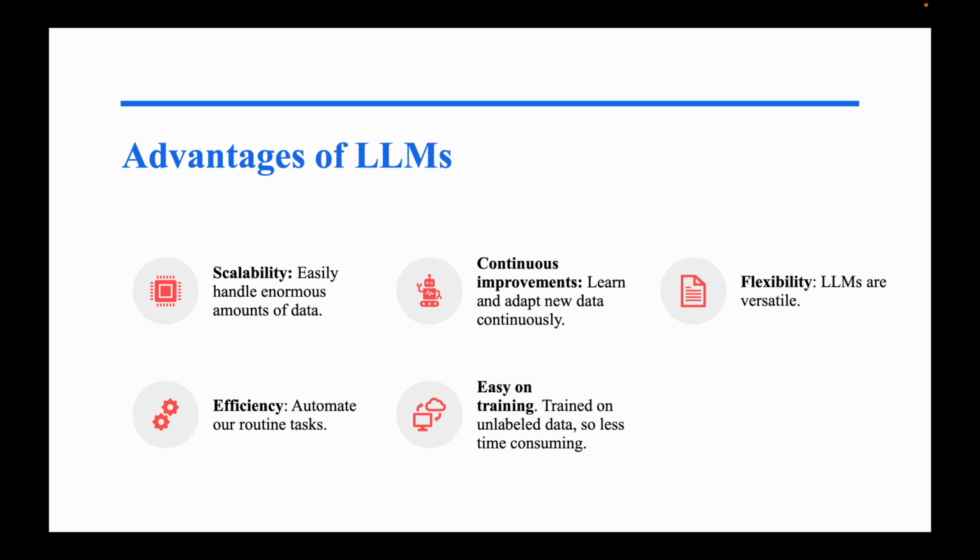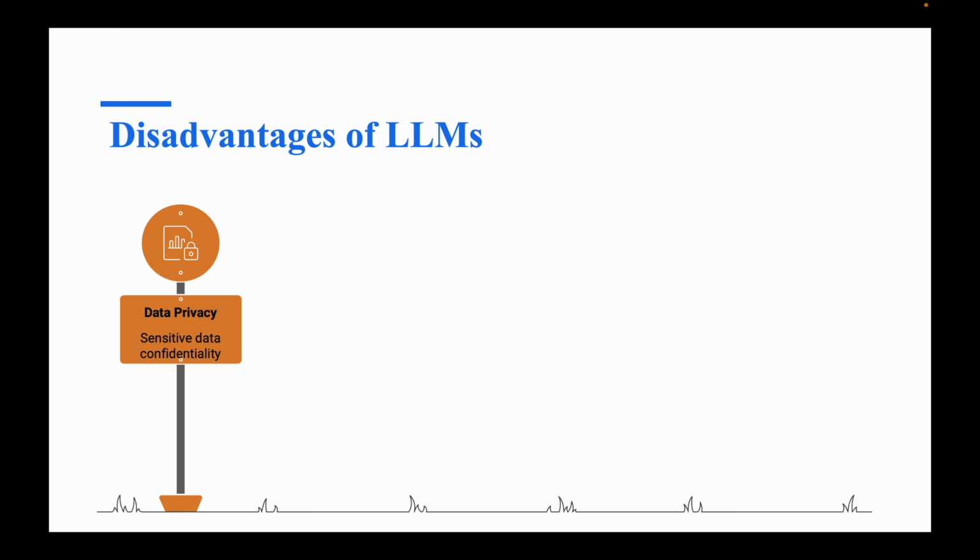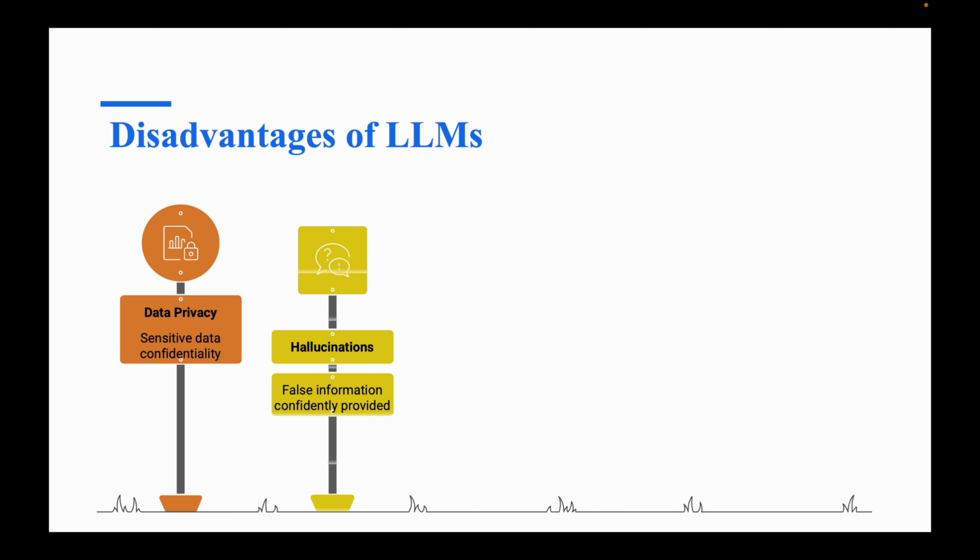Now let's see the disadvantages. Disadvantages of LLMs. Despite many benefits of LLMs, they have some limitations too. Data privacy risk. LLMs process huge amounts of data. If there is some sensitive data, the model should ensure its confidentiality. Hallucinations. Sometimes an LLM can provide false information with confidence, so it may cause problems.